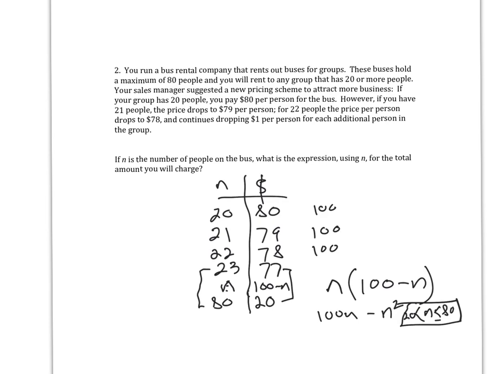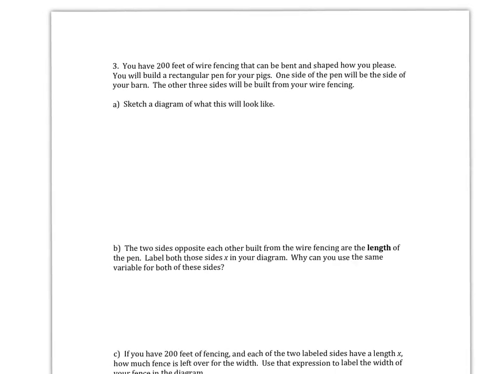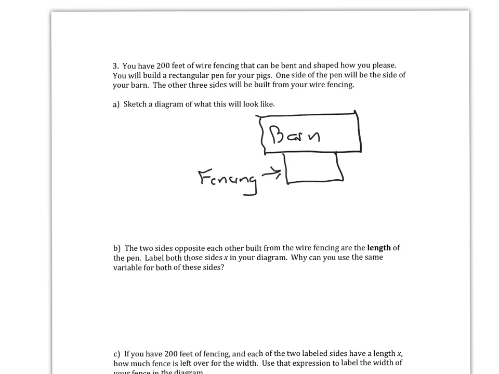Okay, so let's continue on to our next problem here. And we have 200 feet of wire fencing, and we know that we are building this up against a barn. So here's our barn, and we need wire fencing for 3 sides. And so this is what our pen will look like. We have fencing here, we have it over here, and we have it over here. And we're saying that these 2 sides here are going to be labeled as x. So let's call that x and x.